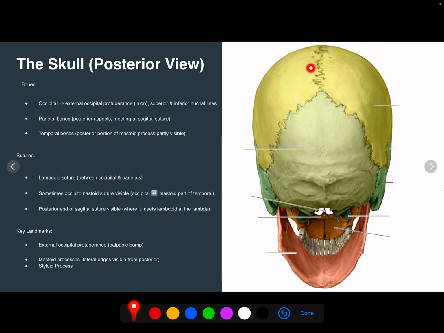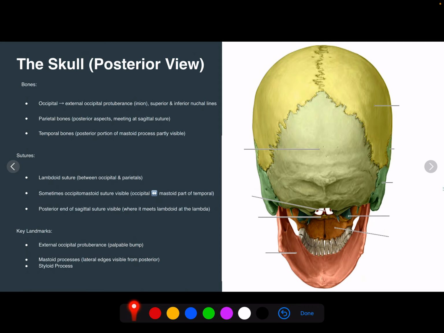From this view, we can also see our parietal bones, and then we can kind of see our temporal bones here with our mastoid process at its most inferior point. Now, from this view, we can also see we have different sutures, one of which is going to be our lambdoid suture. And the lambdoid suture is going to be between the occipital and the parietal bones. Okay?